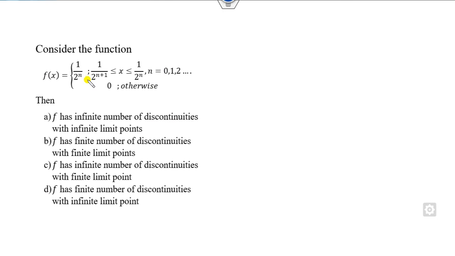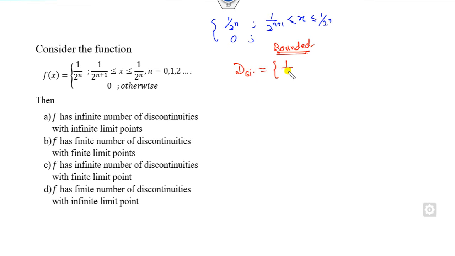Okay, look at another one. Again, the function is given to you as 1 over 2n and 0 whenever x lies between these two values. So clearly this function is bounded. Now what is the set of discontinuities? 1 over 2n, this point is also in the set of discontinuities, and so on. In general, n is 0, 1 and so on. Why? You can simply say, if I take n as 0, what will happen?